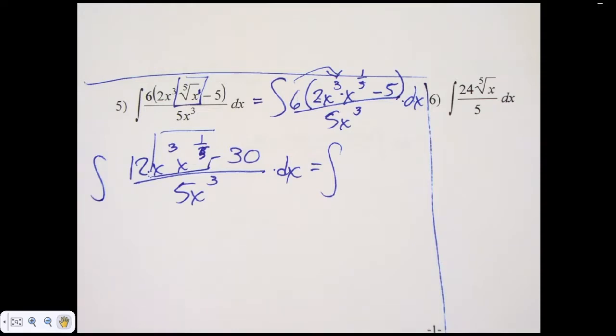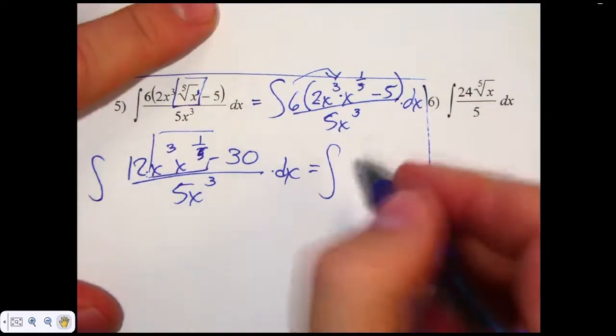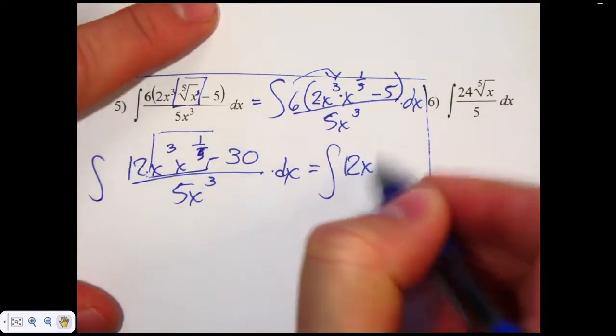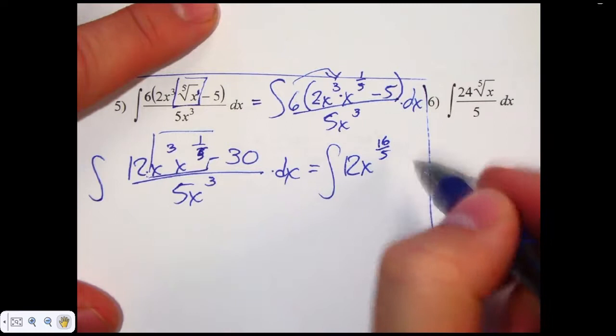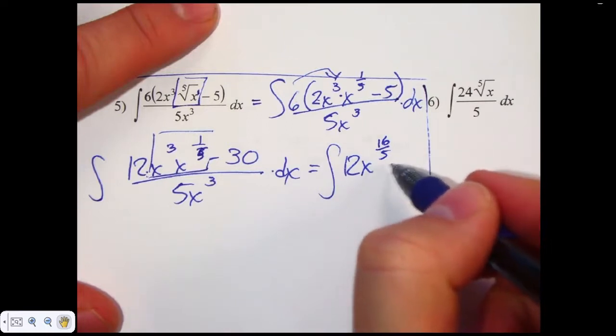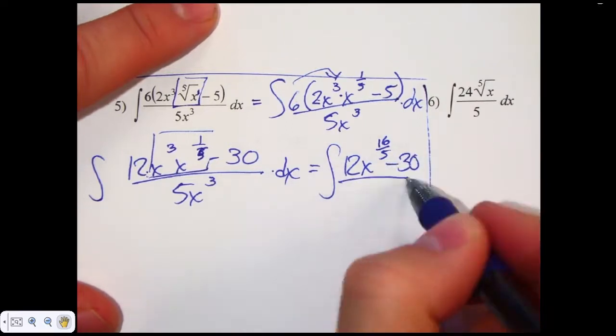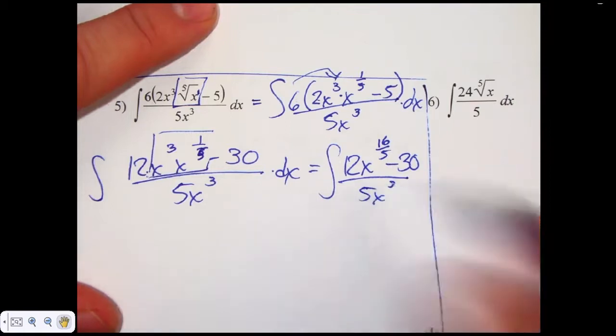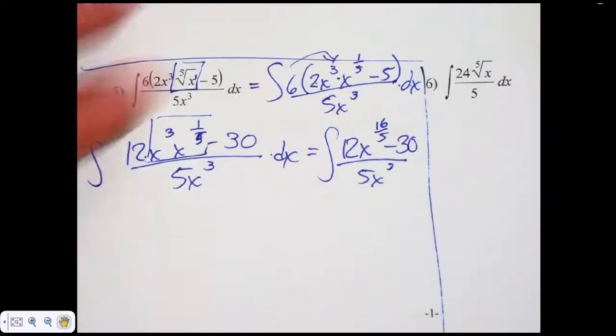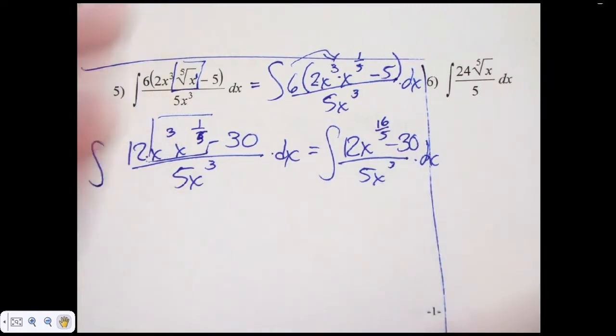So 3 would be like 15 fifths, right? Plus 1 more fifth. So now this is 12x to the 16 fifths minus 30 over 5x to the third times dx. You with me?